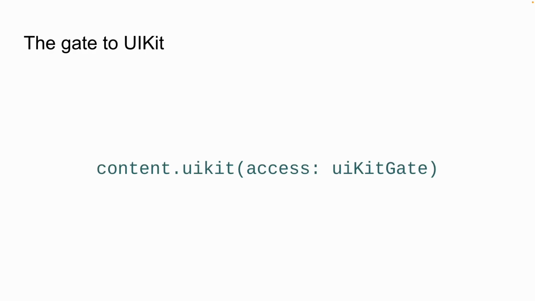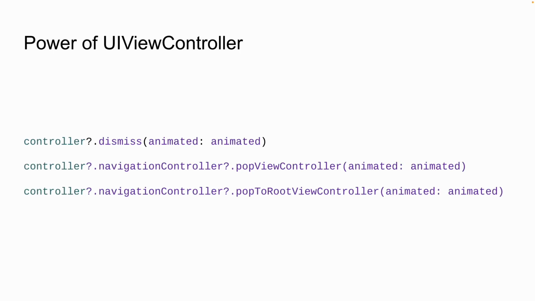And the final solution for us works this way. We have this ViewModifier, UIKit, with access property. This property, like UIKitGate, just some name. You could provide some object here, and in next steps, you could use it to call any API of UIKit. So this object will get this UIViewController, and you could just use it inside.